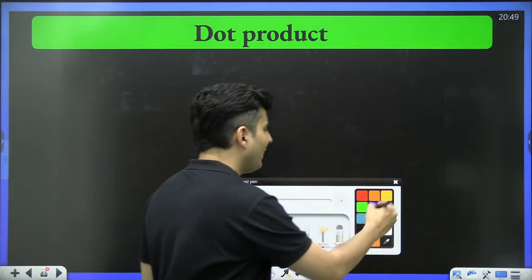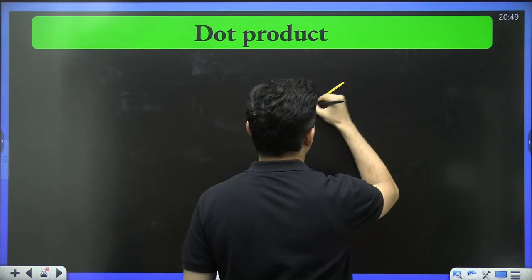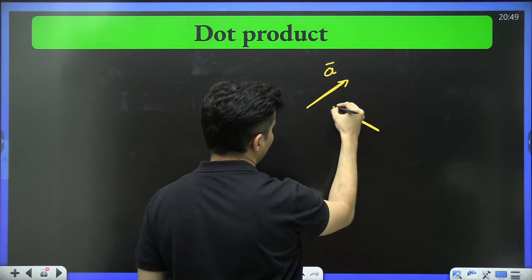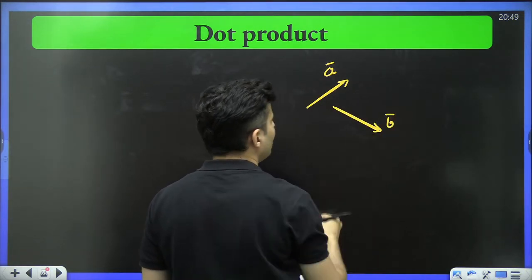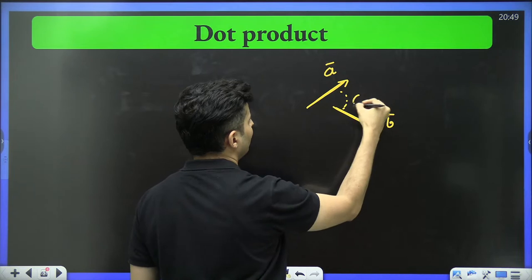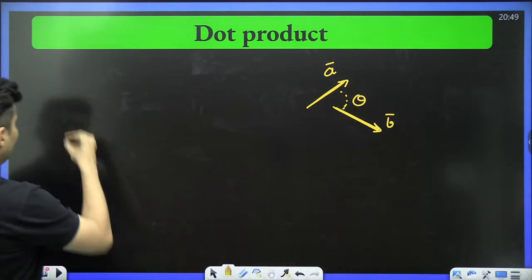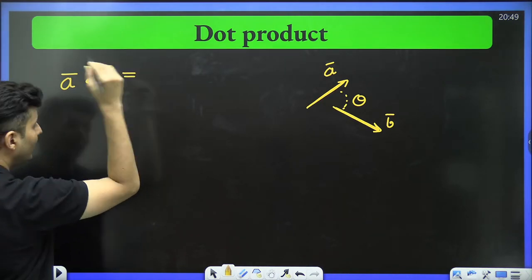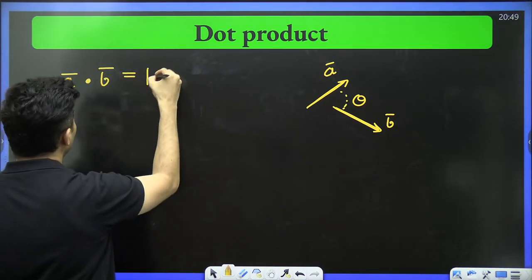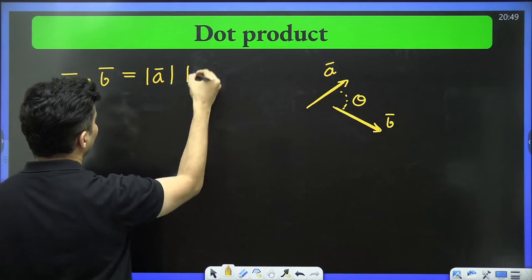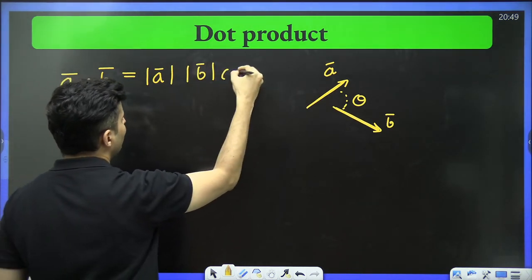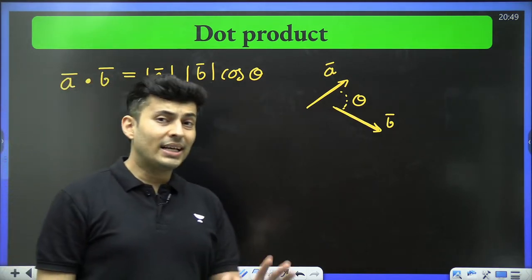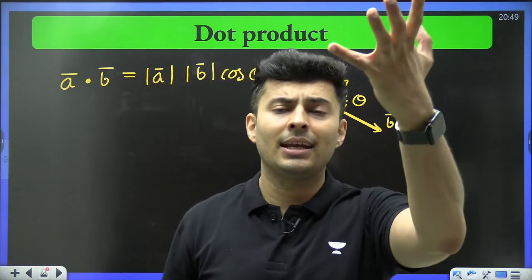So if I have a vector A, and then let's say a vector B, and maybe the angle between them is theta. Then A vector dot B vector is defined only in this particular manner. Take the magnitude of one vector, take the magnitude of the other vector, and multiply it with the cos of the angle between them. Now don't ask, sir, why not sine? Why not tan?